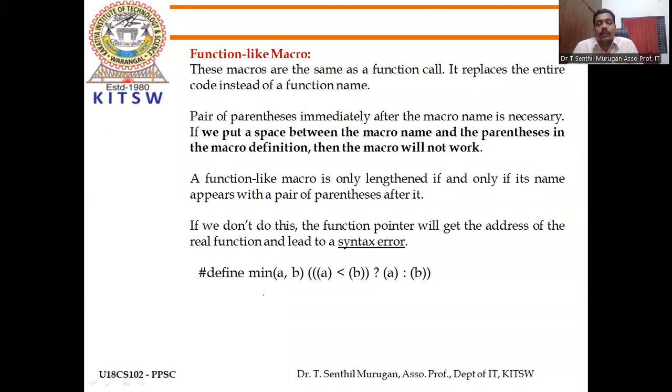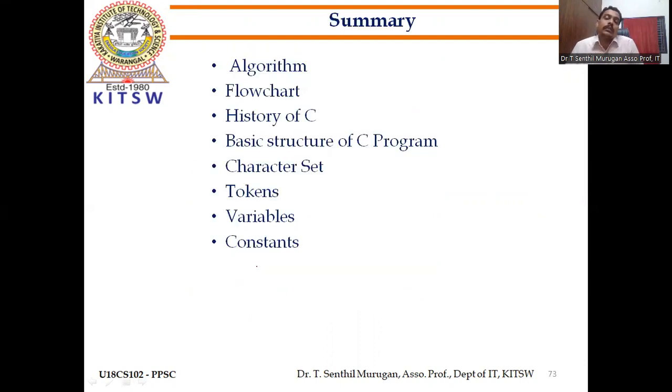Function-like macro. In a define function, minimum of a comma b, it will check a less than b question mark and the first output. If it is true, this will be printed, and if it is false, the other will be printed. So wherever this function minimum of a comma b is used, it will compare two values and return which is the minimum value. So this is a summary.